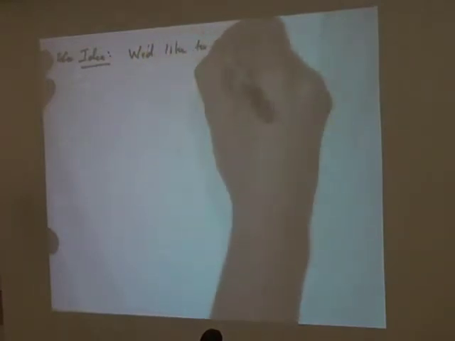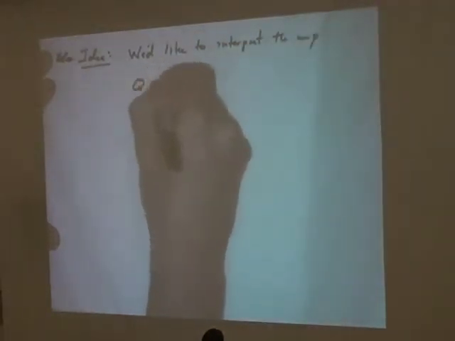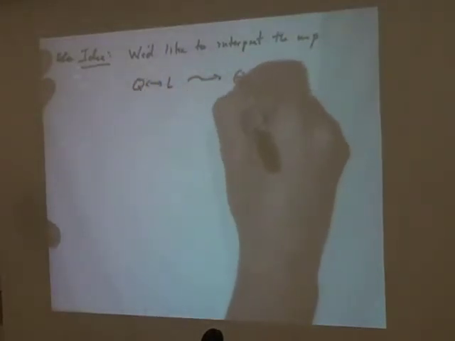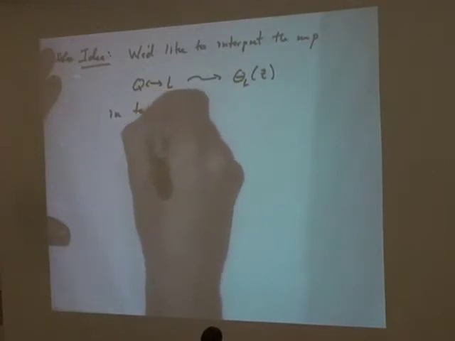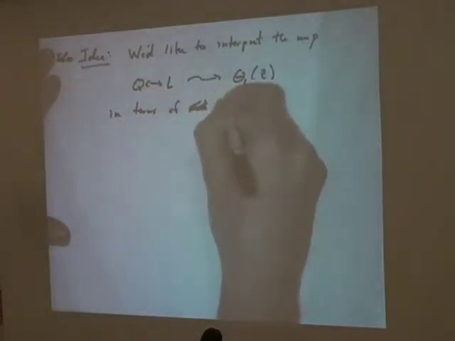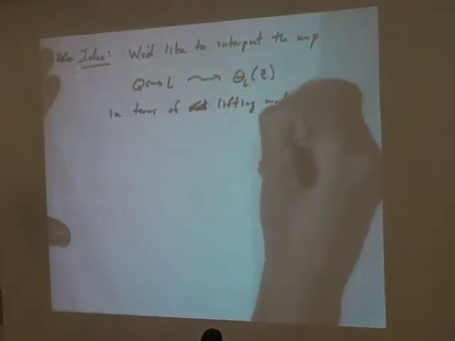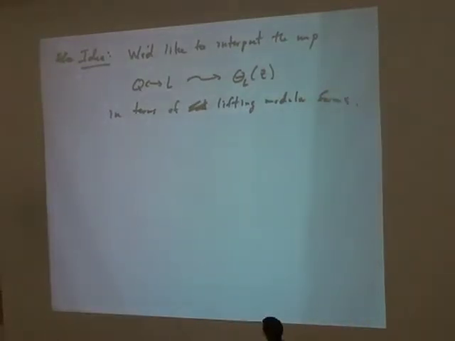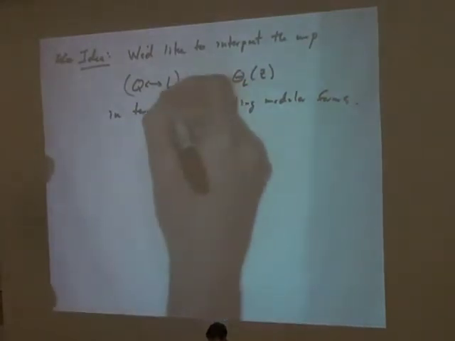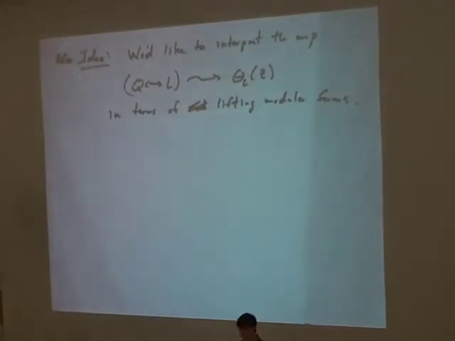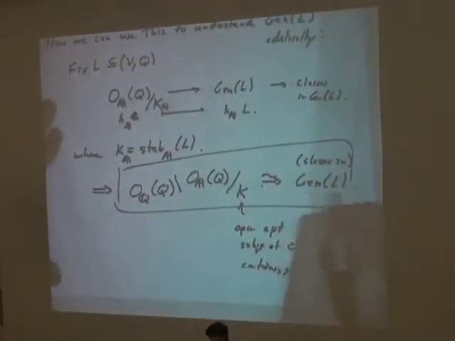The idea is that we'd like to interpret the map which takes a quadratic form, or equivalently a lattice, and associates to it the theta series, as a lifting of modular forms. In terms of lifting, how does this interpretation that we have of the genus help us? Well, one way of thinking about it is this lattice defines a class in the genus. And so in terms of this picture over here, the lattice is going to define a point in this set.